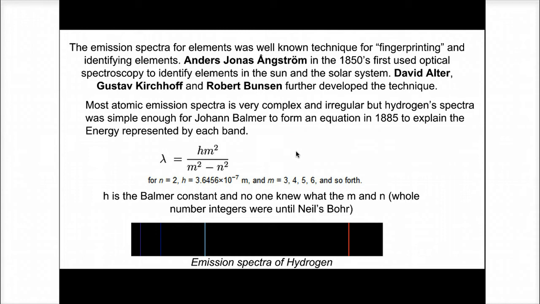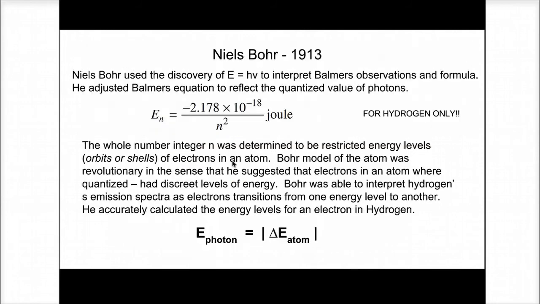Now Niels Bohr took Balmer's equation for this wavelength and adjusted it for photons of light from Einstein, and he made up his very famous equation here: the energy of some integer n is negative 2.178 times 10 to the negative 18 joules over this n number squared. As I talked about in class, this is an inverse square law. And this actual number here is the binding energy of an electron to the nucleus in the first energy level.